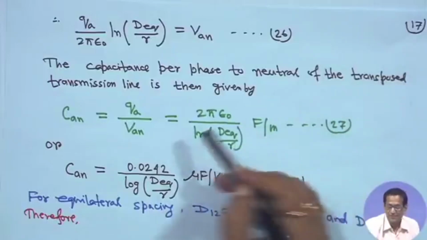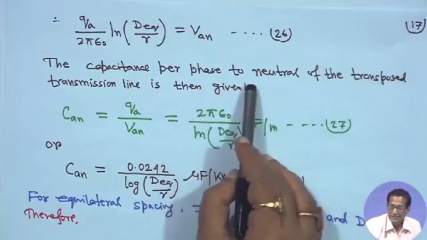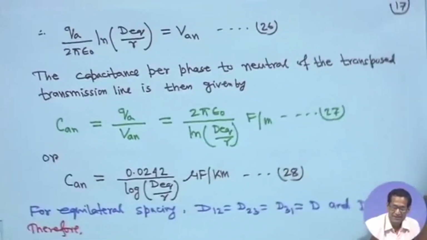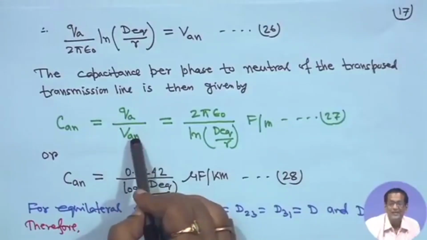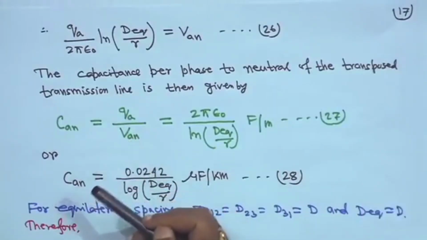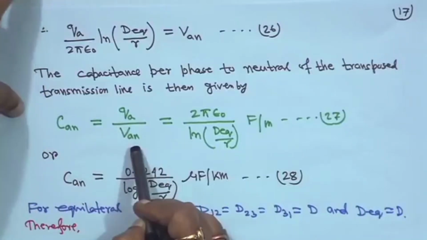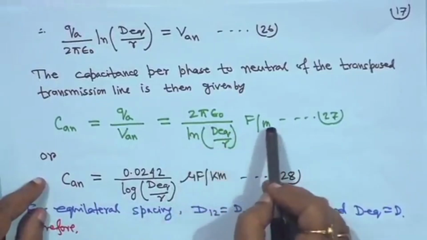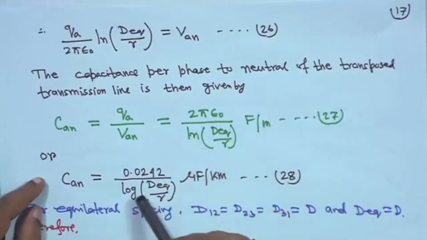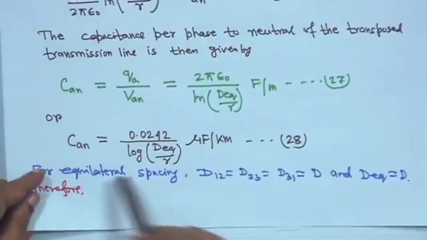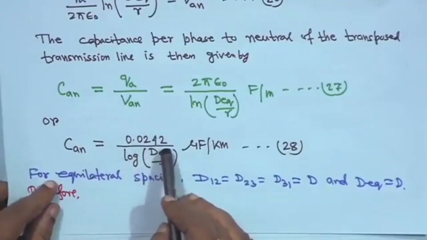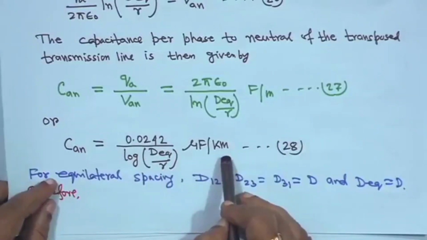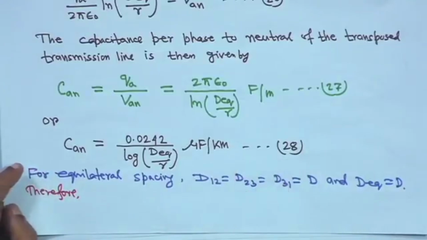Therefore, for capacitance, now directly you can use that. The capacitance per phase to neutral of the transmission line is then given by CAN is equal to QA upon VAN, because Q is equal to CV in general. So, CAN is equal to QA upon VAN is equal to 2 pi epsilon 0 upon ln dEq upon r farad per meter. So, you convert the natural log to log base 10, and you get CAN is equal to 0.0242 upon log dEq upon r microfarad per kilometer. This is equation 28.